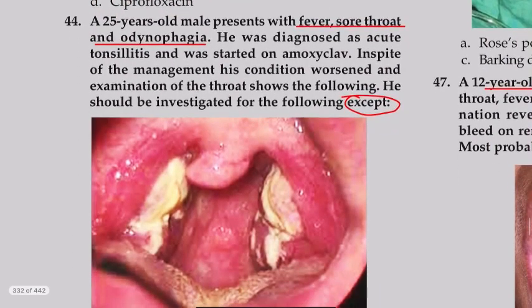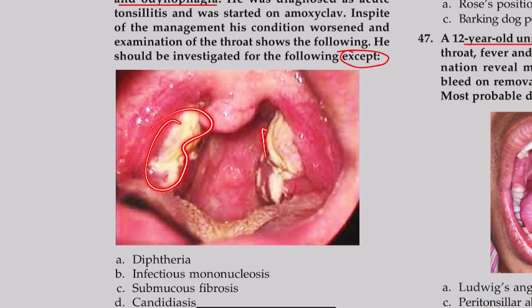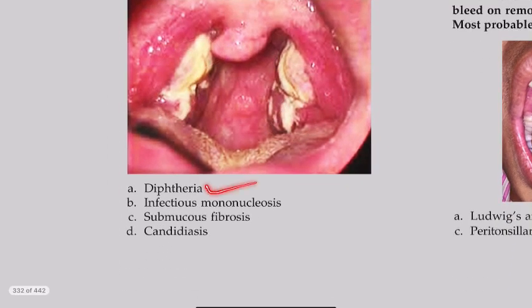A 25-year-old presents with fever, sore throat and odynophagia. He was diagnosed as acute tonsillitis and started on treatment. In spite of management the condition worsened, and examination of throat showed the following: he should be investigated for the following except. Now here you can see the membrane over tonsil, right? Now diphtheria, yes. Infectious mononucleosis, yes. Okay, now here candidiasis is also a cause of membrane over tonsil, but submucosal fibrosis is not, right?